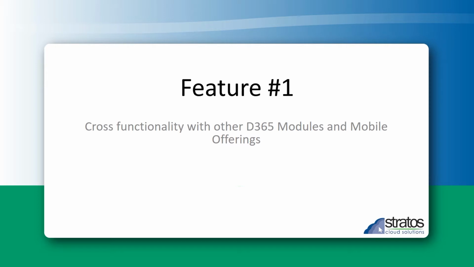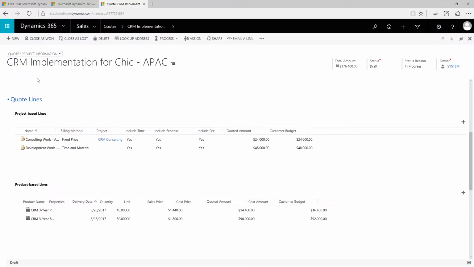And finally, feature number 1, cross-functionality with other D365 modules and mobile offerings. To start, in the sales module, I'm able to add individual project line items on my quotes and opportunities in the system. This allows me to get a very granular view of the items we'll be working on for each project.